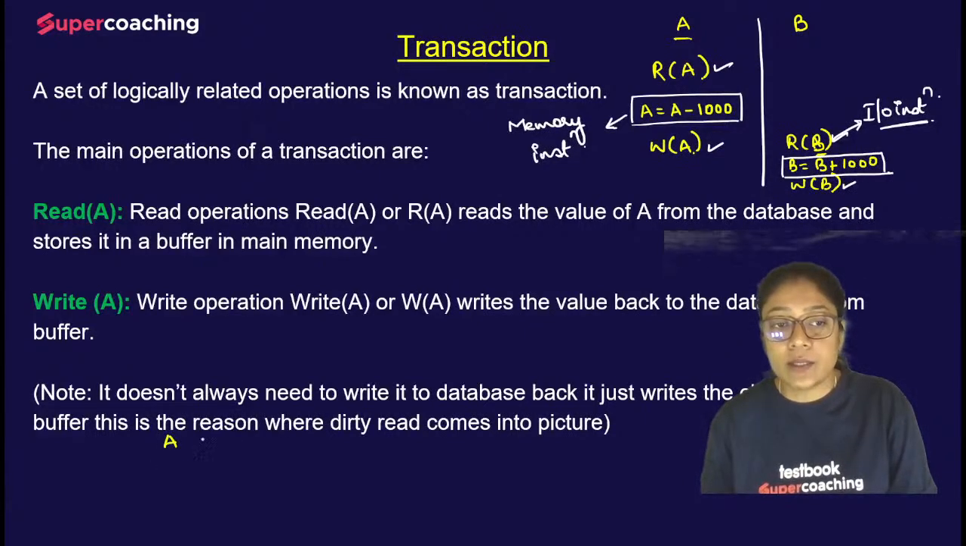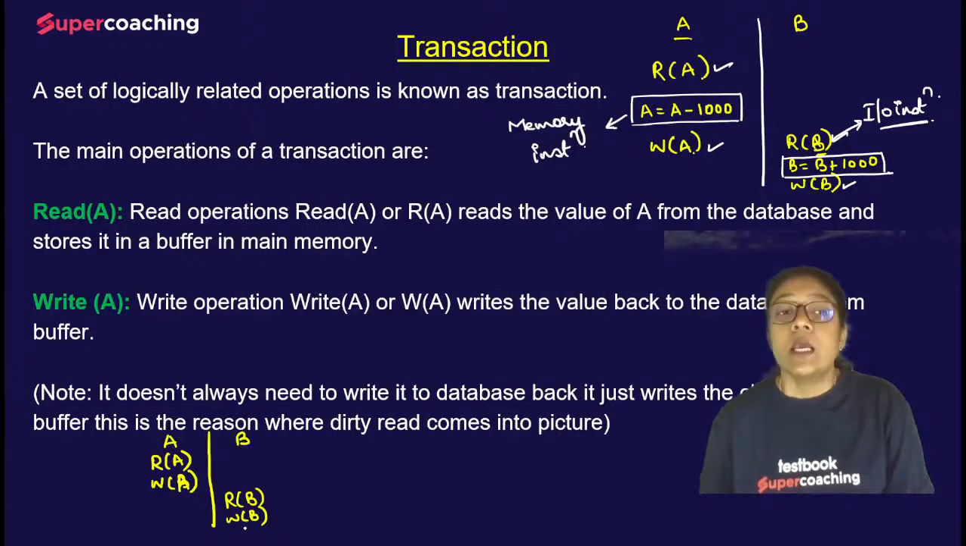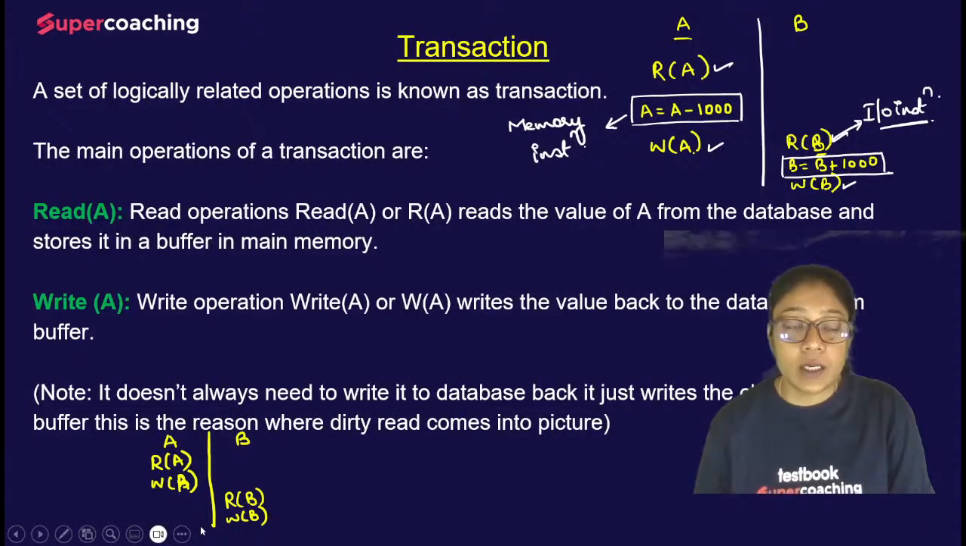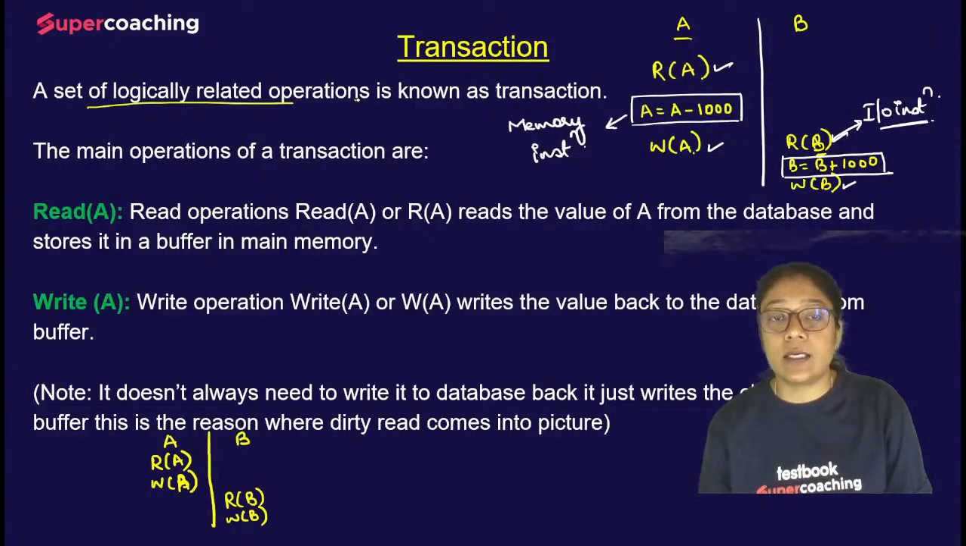We'll be simply writing, as we have the data items A and B. First of all, the read operation is performed on the data item A, and then it is writing the value of data item A. Read operation on data item B and write operation on data item B. The item on which we perform the operation is known as the data item. So a transaction is nothing but a set of logically related operations.